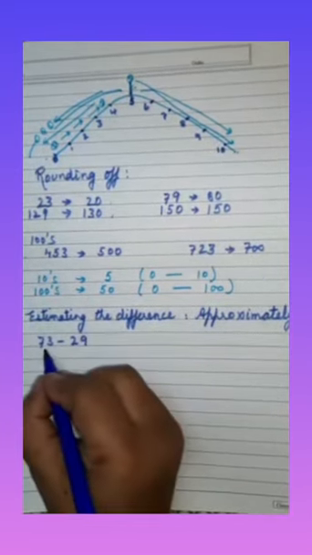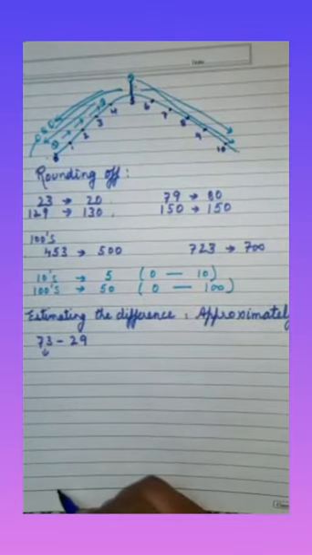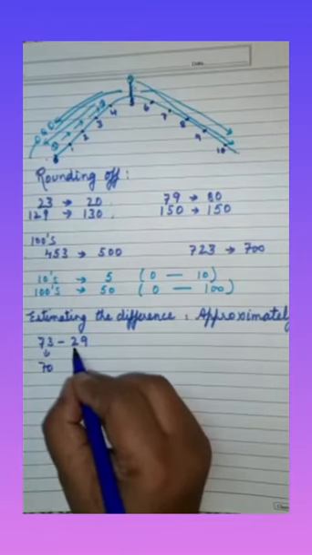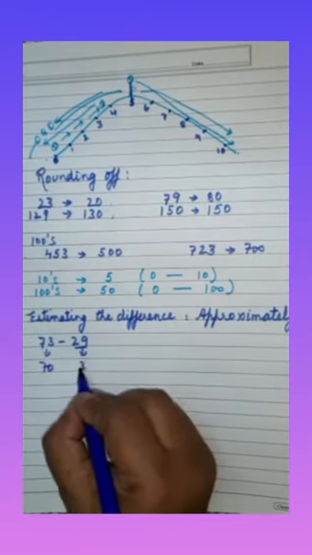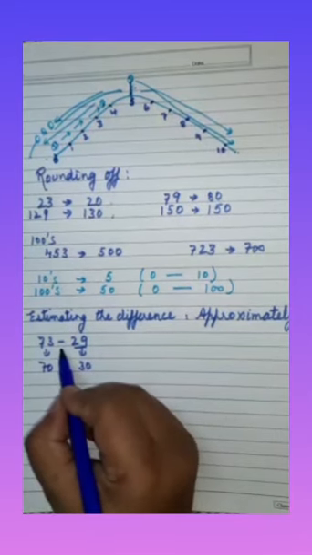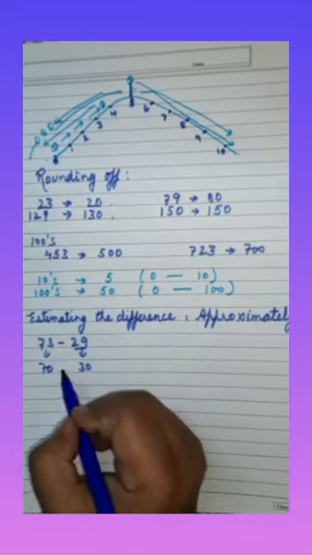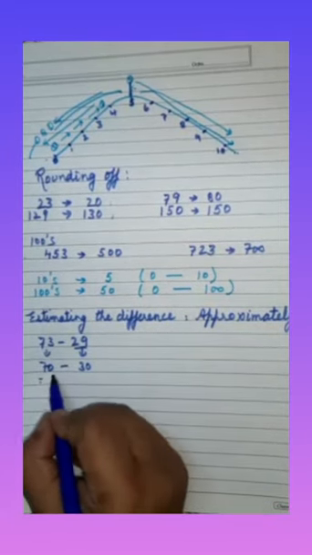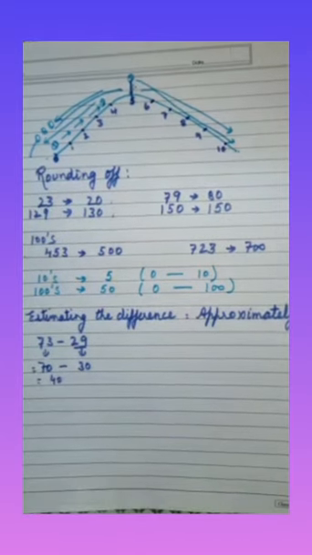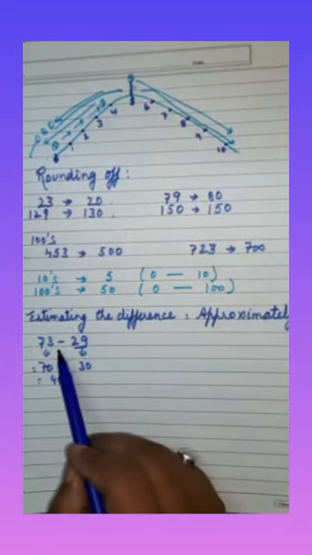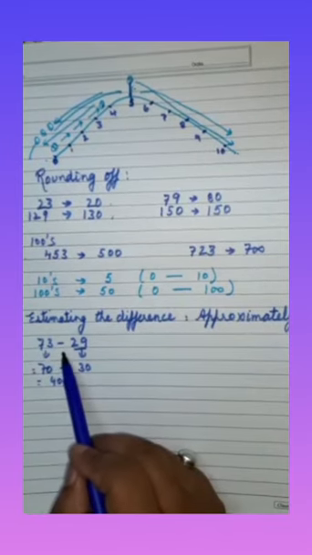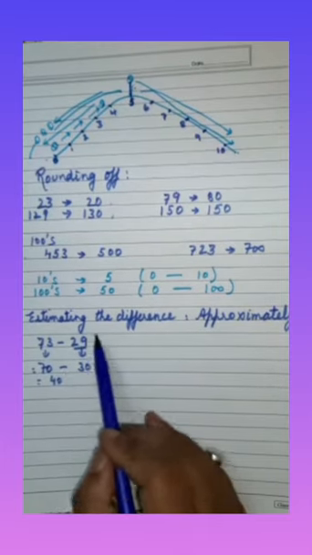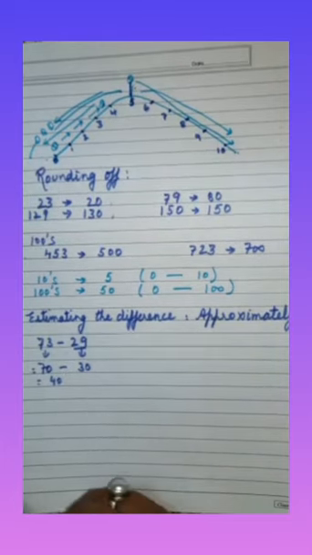Okay, so for this 73, what would be the rounding off to the nearest tens? It would be 70, and 29 becomes 30. Now students, here is the sign of minus. So we put minus. 70 minus 30 gives you 40. Students, one thing I would like to bring to your notice is if there is a sign of addition, we'll do addition, and if it is a sign of minus, we'll do minus. The rest is all the same as we have done in chapter 2.